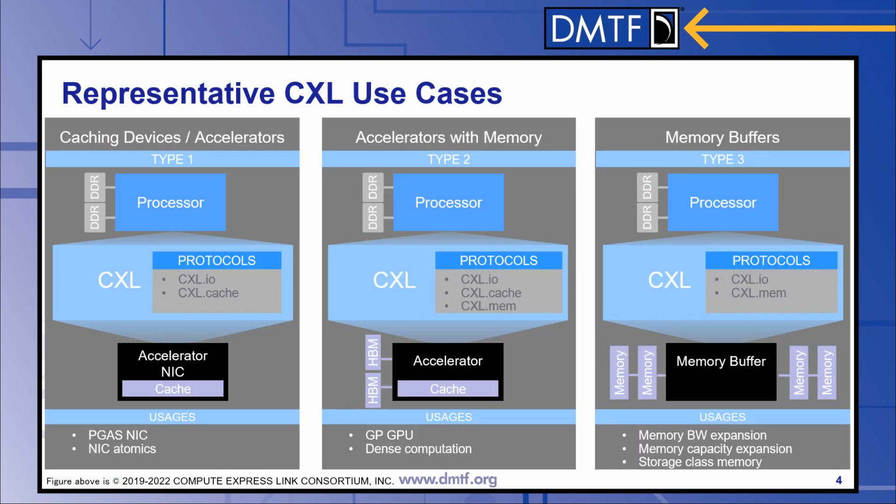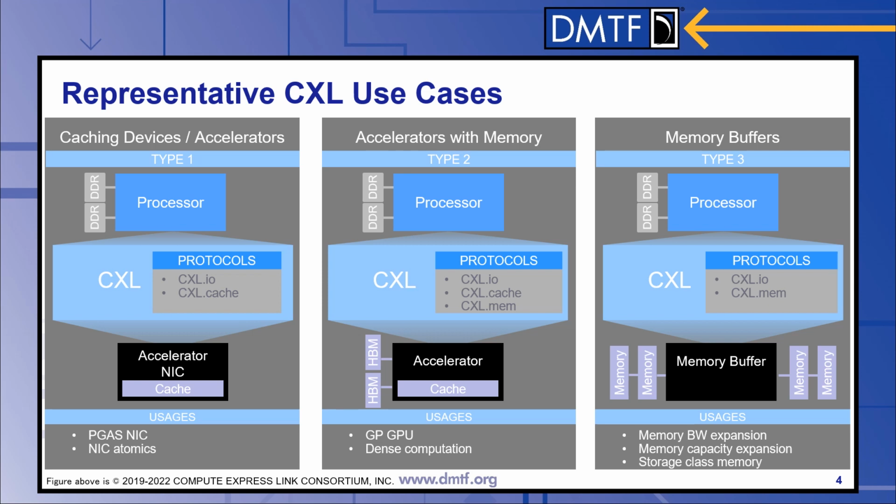There are three main use cases for CXL at this time. Type 1 devices that are typically accelerators or caching devices that utilize the CXL.io and CXL.cache protocols. Example uses are for PGAS NICs or NIC atomics. Type 2 devices are accelerators with memory on those devices. These devices utilize CXL.io, .mem, and .cache protocols when interacting with a host processor. Example uses would be GPGPUs or devices used for dense computations.